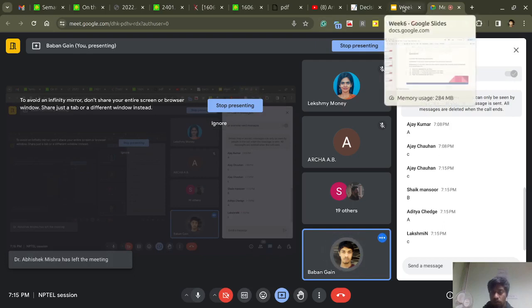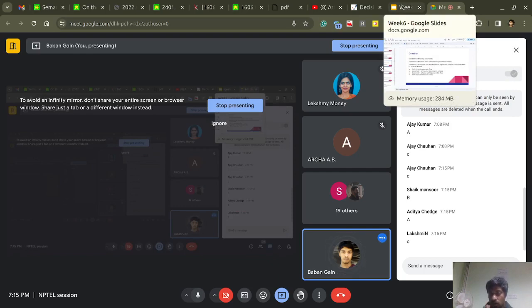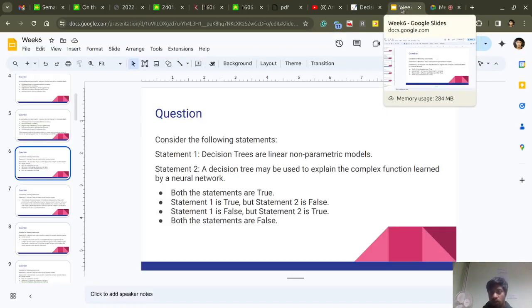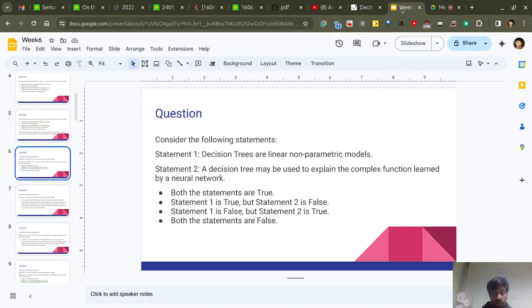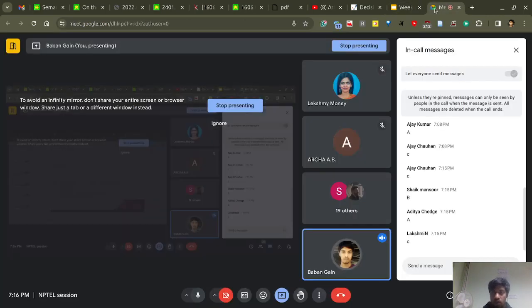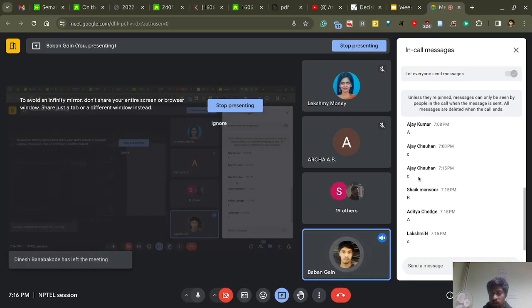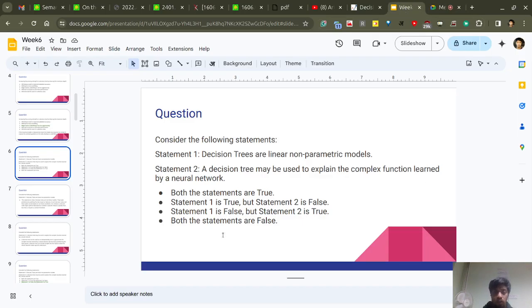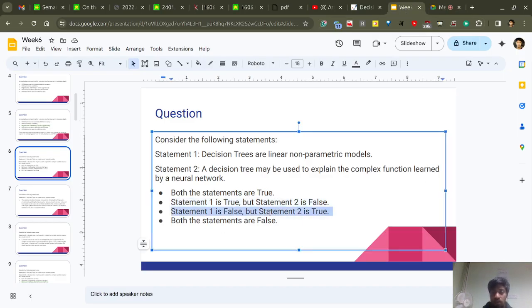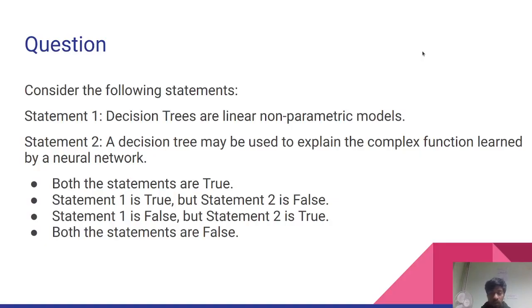Okay, so one answer is C, B, A, C. Okay, let me check the answer. So C is: the first statement is false and the second one is true, and another option is B and A. So we got two C's, one A and one B. So first one is false and second one is true, so this is C. And option A is that both are true, and option B is first one is true, second is false.